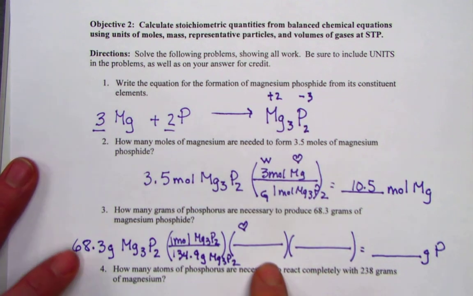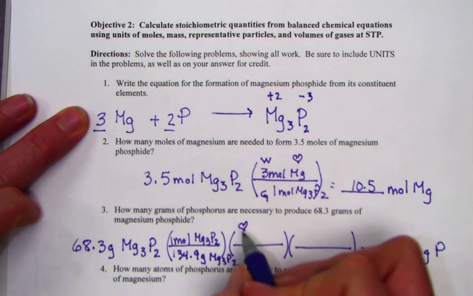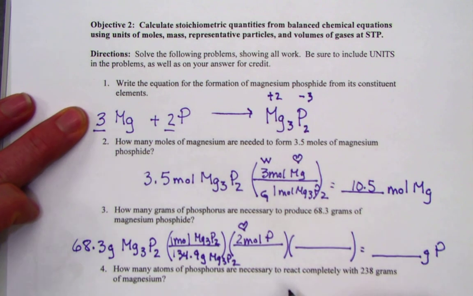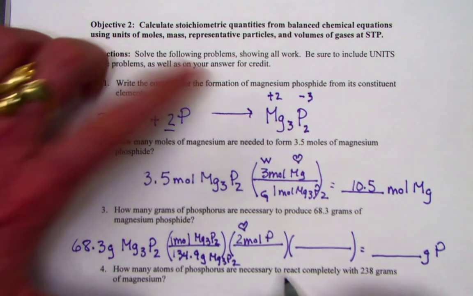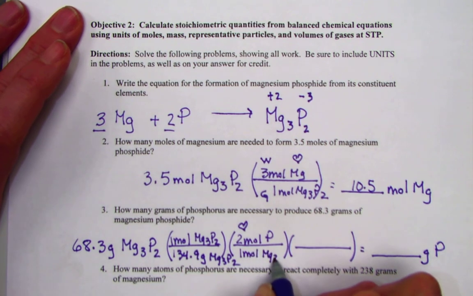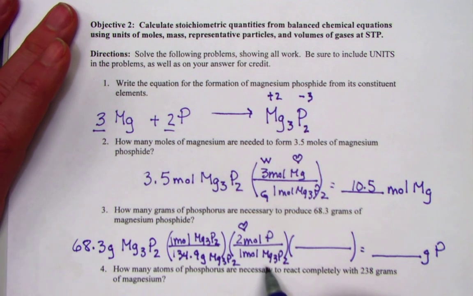In the heart of our problem, we pull the coefficients from our balanced equation. We want the phosphorus. Its coefficient is a 2. 2 moles of P go on the top. Starting from the product, its coefficient is a 1. 1 mole of Mg3P2. We have a 2 to 1 stoichiometric ratio, our want over given.